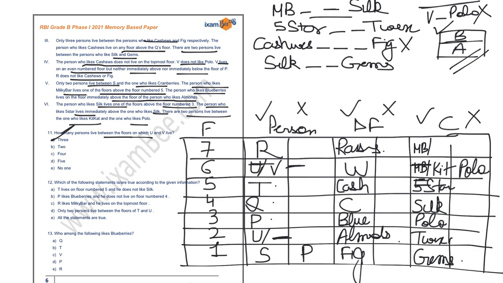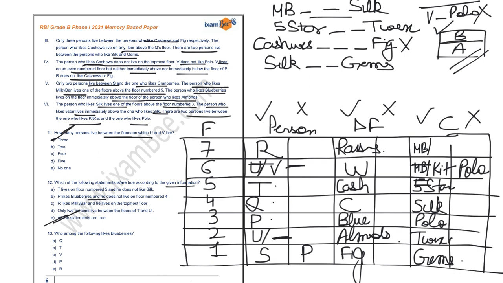Now it is given which of the following statements is or are true according to the given information. So you have to read each statement, that is T lives on floor number 5 and does not like Silk. So this is absolutely right. Similarly, P likes blueberry, so it is absolutely right as well. So if both statements are right, the answer for this particular situation is that all statements are true, that is option number E.